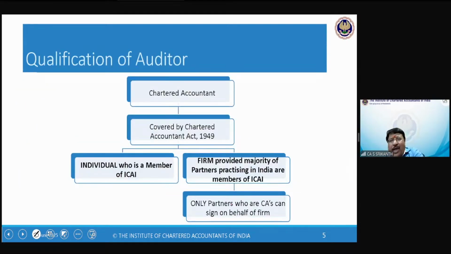Who can be an auditor? As of now, no competition. Only a member of the Institute of Chartered Accountants of India, and that too a member who is holding a certificate of practice. COP. Certificate of practice.